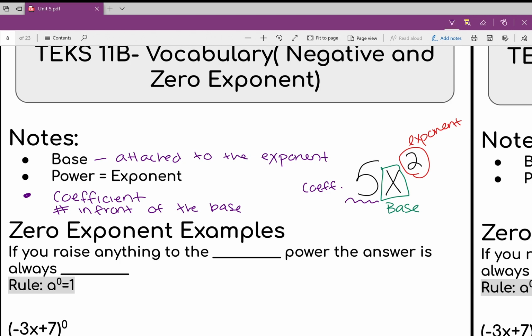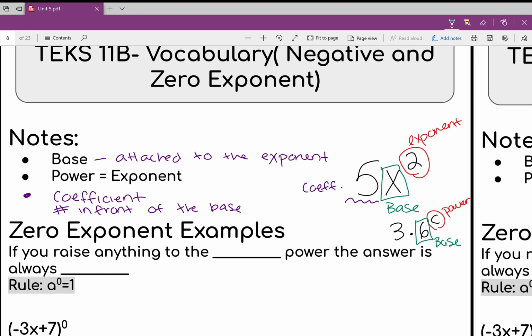Okay, let's look at one more example. Let's look at 3 times 6 to the c power. So here, our exponent is now the letter c. I'm going to write power, because remember, power is the same as the exponent. So this tells us that the exponent can be a number or a variable. Okay, let's look at the base. Remember, the base is attached to the exponent. So in this case, our base is 6. So this also tells us that the base can be a variable or a number.